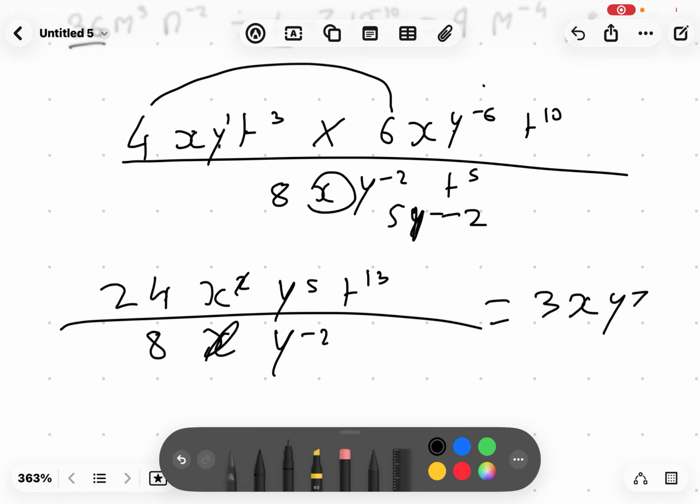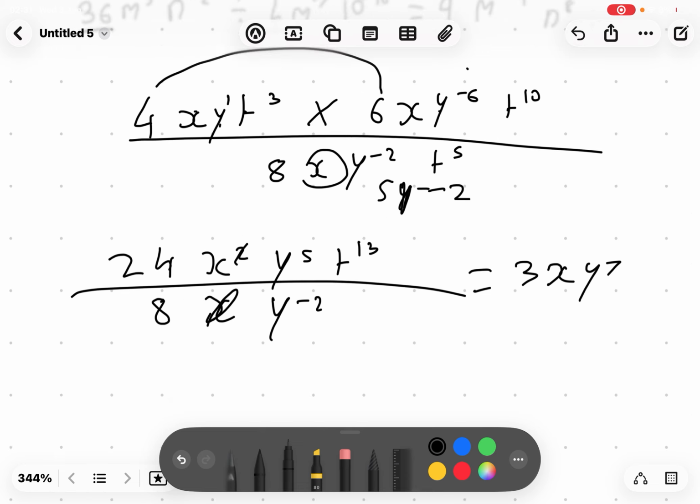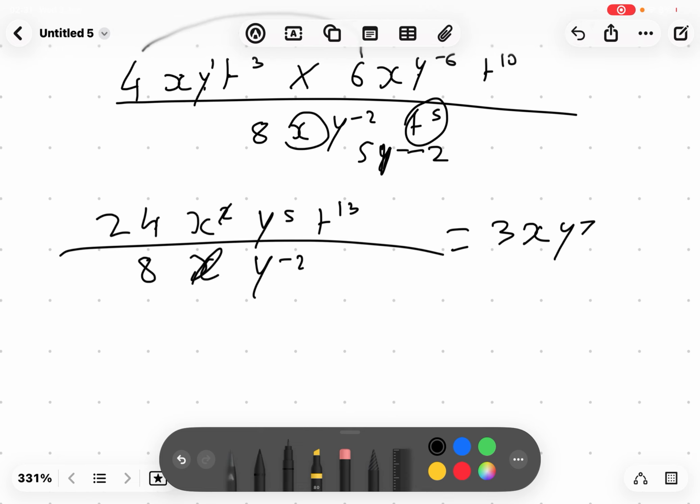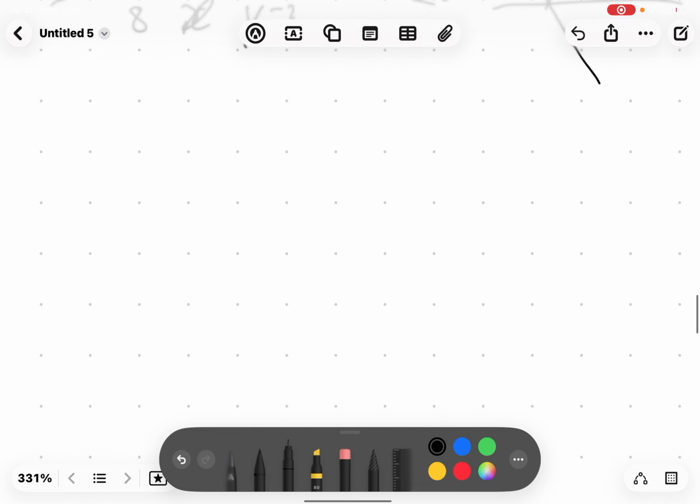And then after that, the 13 with the 5, so 13 minus 5 equals 8, so t to the 8. So that's the final answer for this one.